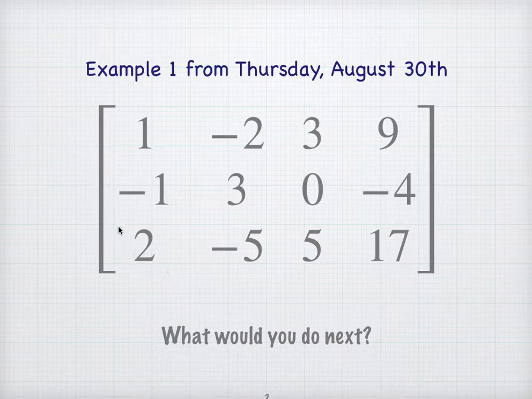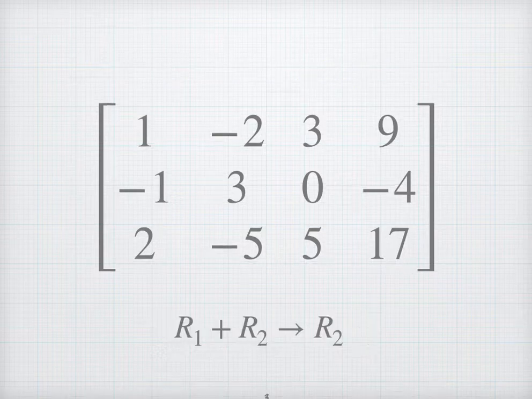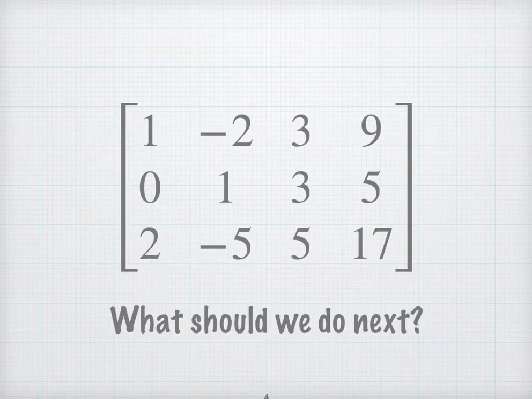Keep in mind, our goal is to try and get some zeros in the bottom left-hand corner. What I chose to do is add row 1 plus row 2, and that's going to become my new row 2 in my transformed matrix. And this is the result. What do you think we should do next?